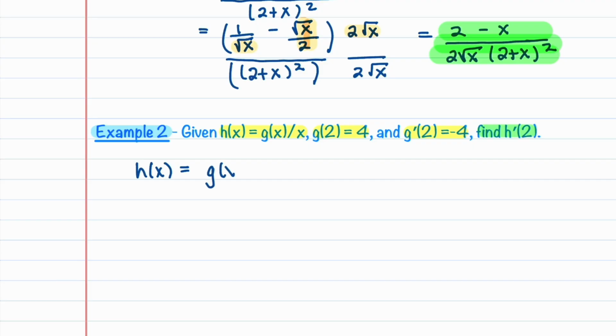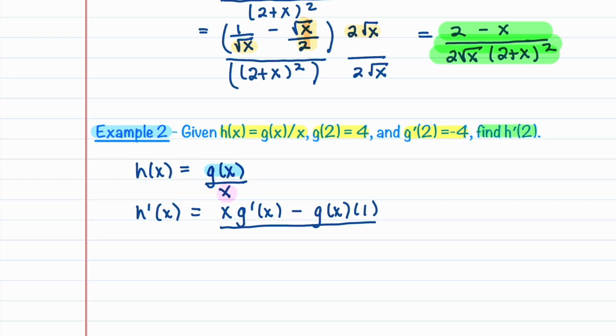We are given that h of x is g of x all divided by x. g of x is our top function, and x is our bottom function. h prime of x is going to be x, the bottom function, times the derivative of the top, minus the top, which is g of x, times the derivative of the bottom, which is the derivative of x, which is just 1. And we're going to divide all of that by our bottom function squared.